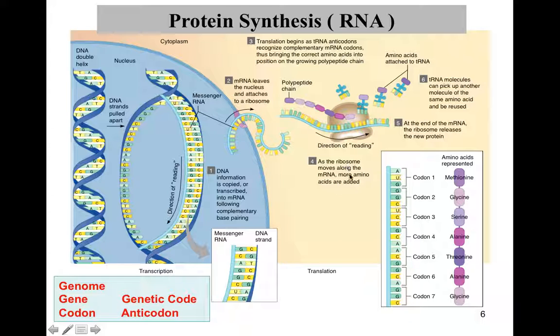So if I ask you here, what is the ribosome doing? It is reading the message on the mRNA, and as it's reading it, it reads 3 nucleotides at a time. So it reads the first codon, sends the message to the matching tRNA, and brings the matching amino acid.